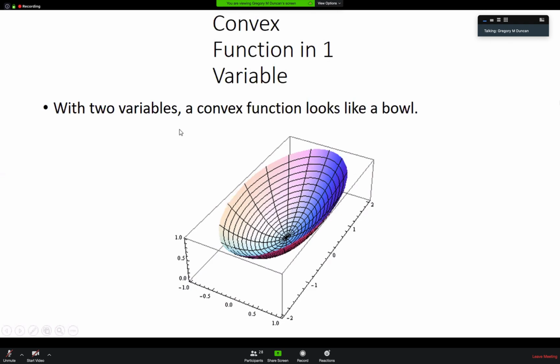With 2 variables, a convex function looks like a bowl, like this. Okay, and it's hard to visualize these things in more than 2 dimensions, and so you have to go back to the definition: the function of the average is less than the average of the functions.